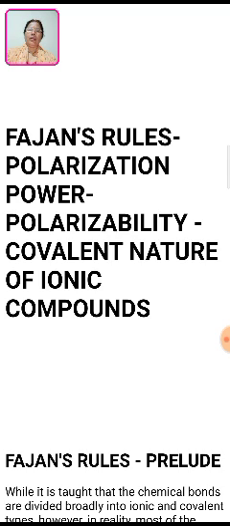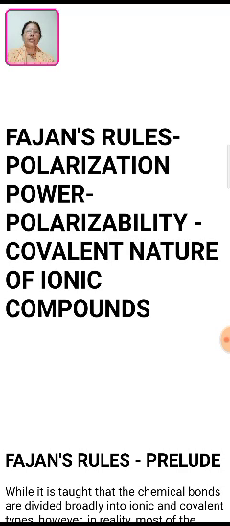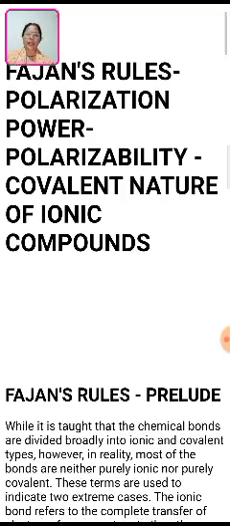2021. Fajans rules, polarization power, polarizability, covalent nature of ionic compounds. We are knowing the nature of the compounds which are formed by the three types of bonding. One is the covalent, which is sharing. Second, it is the ionic bond, and third it is the coordinate bond. So here the scientist Fajan ruled out the polarization power, polarizability and the rules for it.